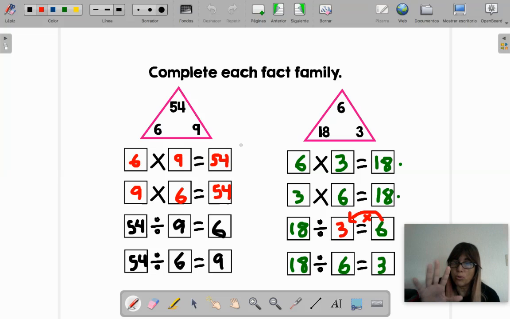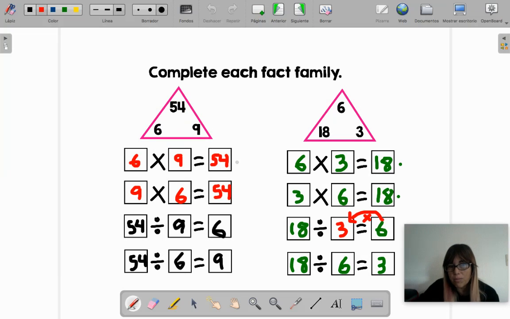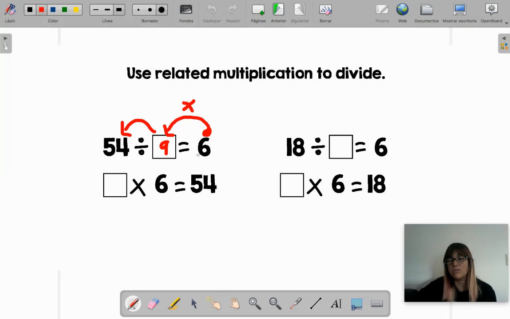So again, we review these fact families so you understand why we do it backwards here. Because here, remember, we did it backwards. So when you multiply, you can do it backwards and divide, or if it's a division, you can do it backwards and multiply. And that's what's going to help you in today's work. Now here it's normal. What times 6 gives you 54, and it's the same 9 because it's a fact family.